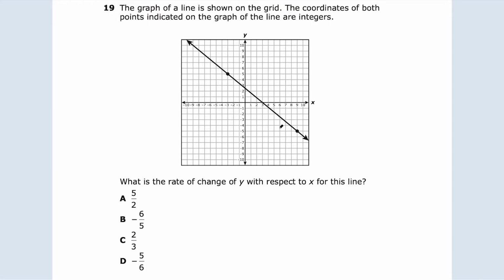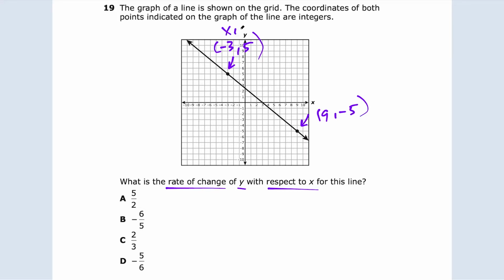So question 19, we have a line here and we want to know what is the rate of change of y with respect to x for this line. For this one, I would just find the coordinates. We have the point -3, 5. And this point over here looks like we're at 9 and then going down 5, so 9, -5.